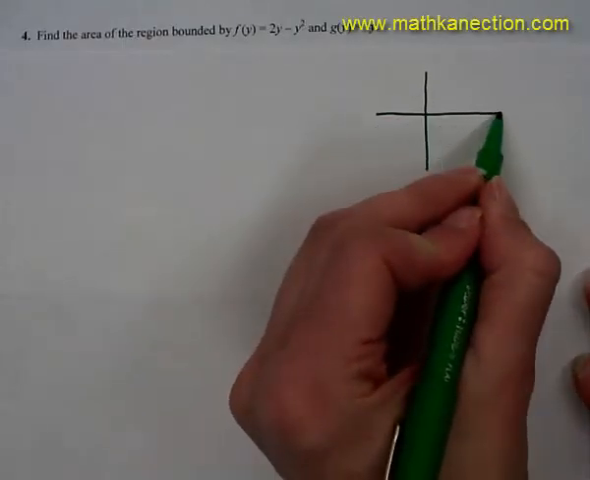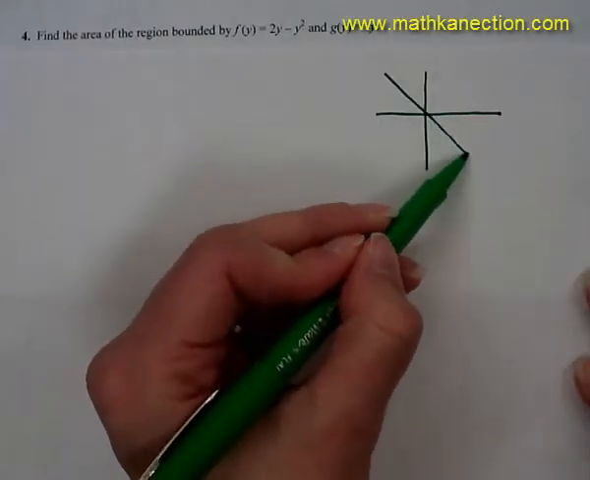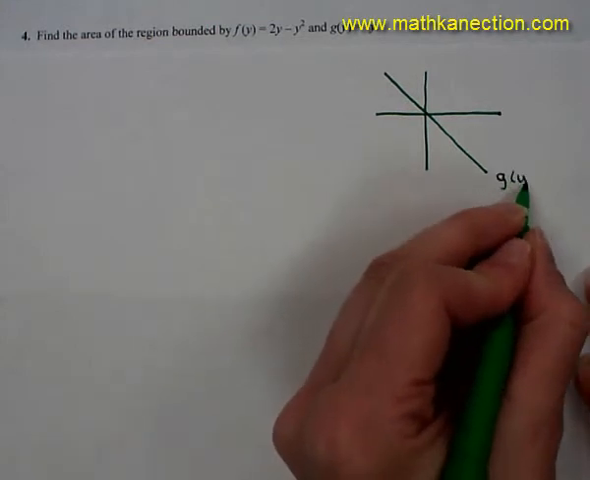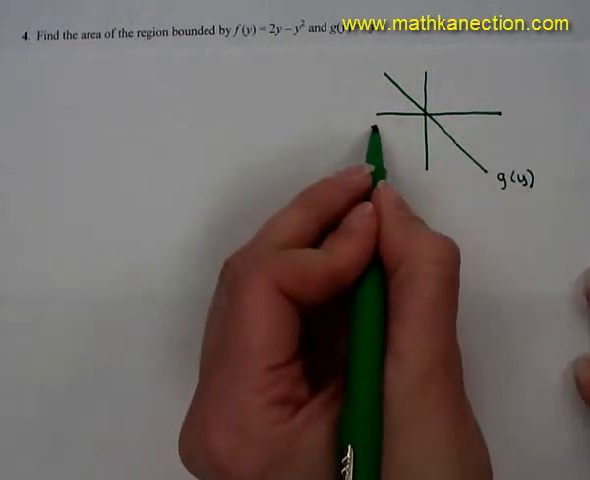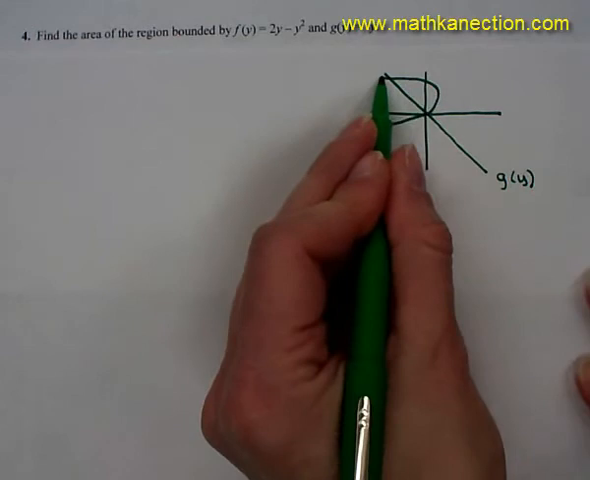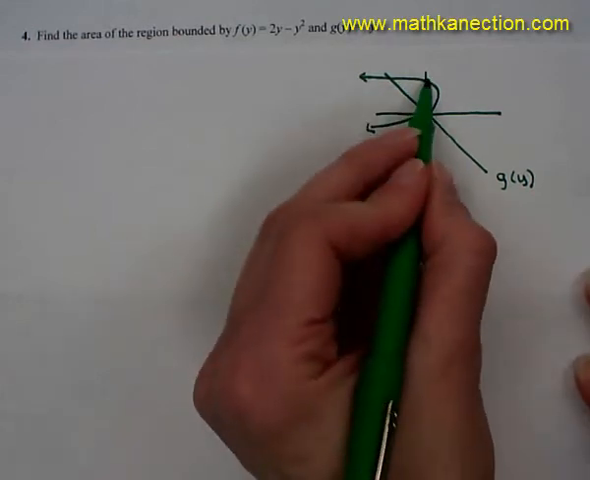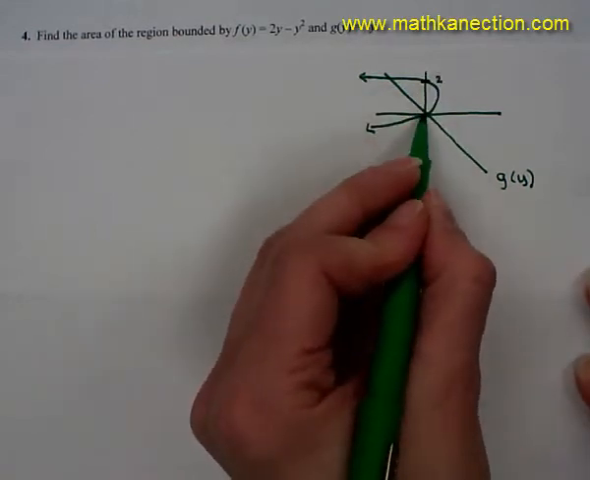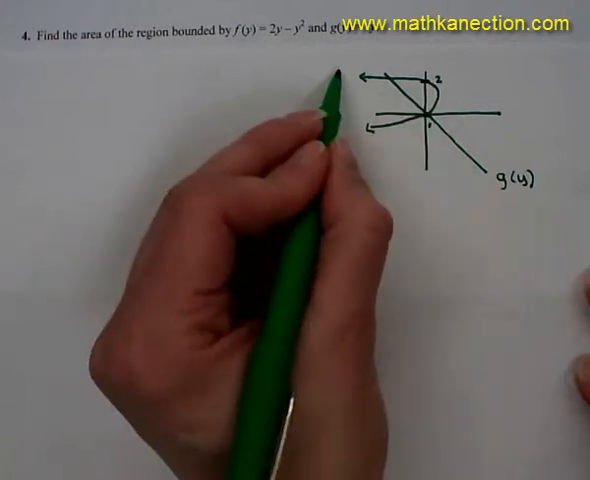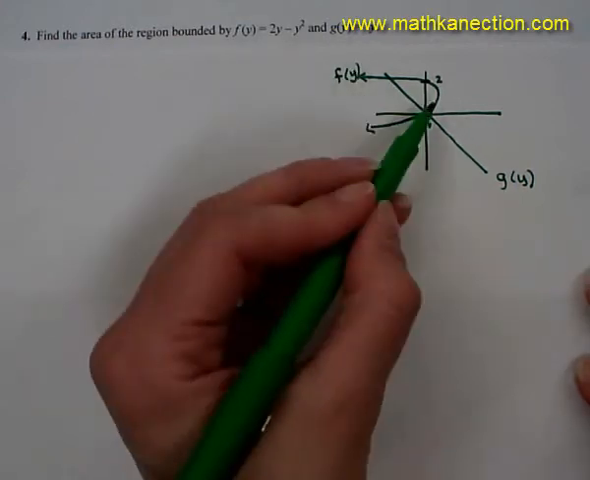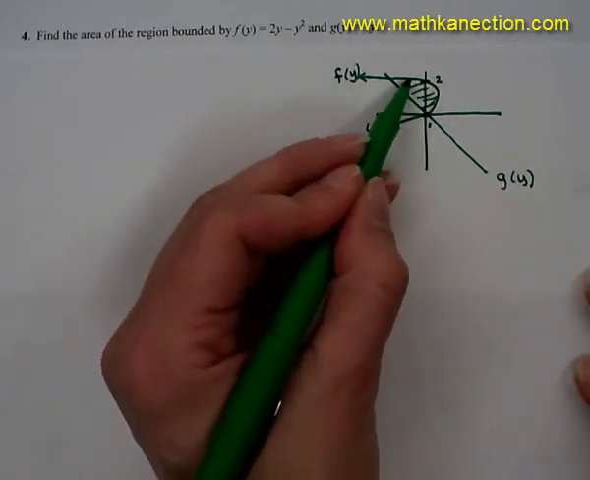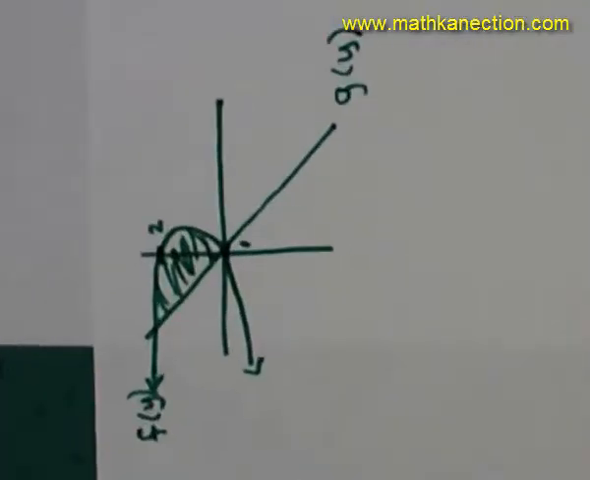The final example is going to find the area of the region bounded by f of y is equal to 2y minus y squared and g of y is equal to negative y. 2y minus y squared is a sideways parabola intersecting at 0 and 2 on the y-axis. Shading in the area, you might want to think of flipping the picture to see what the top and the bottom of the function is.